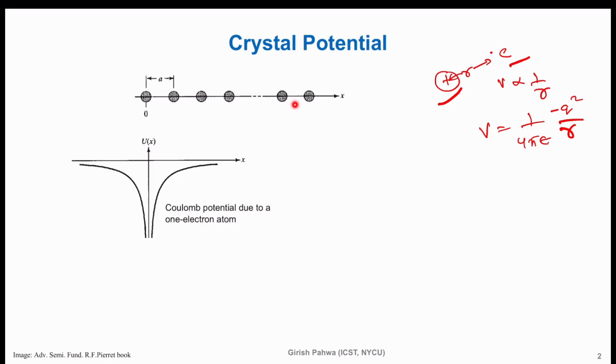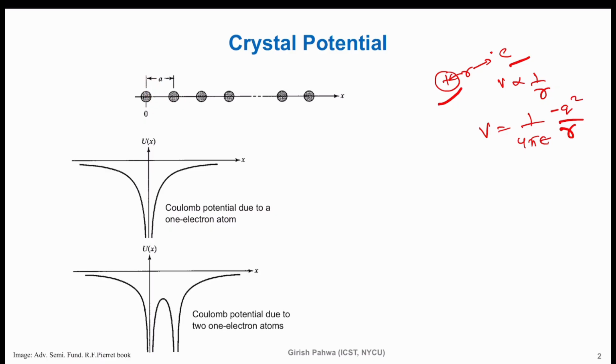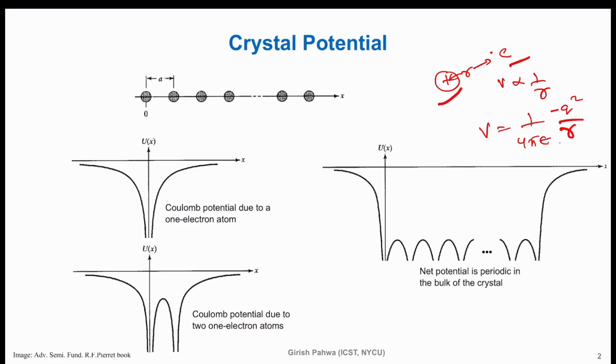But there are several such atoms stacked in an array. So how will the combined potential of, say, these two atoms look? Say we only consider these two atoms. Potential energy is a scalar quantity, you know that. So it will simply be the sum of the potential due to this plus the potential due to this. So it will look like this. You sum this, again you sum this, and then it will look something like this. Similarly, you can calculate the potential of the total array. You simply take the algebraic sum, and you get something like this.